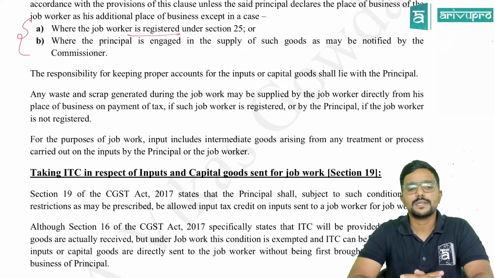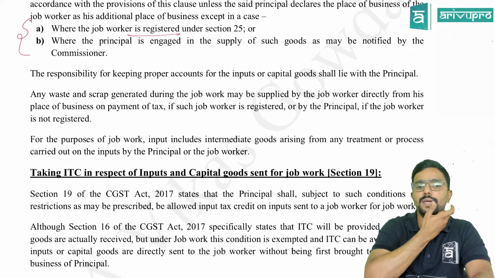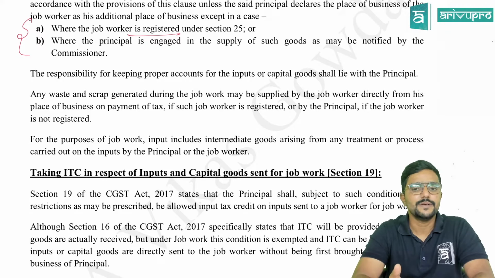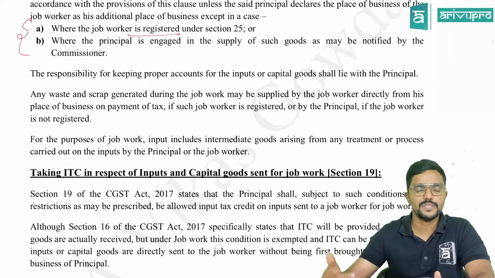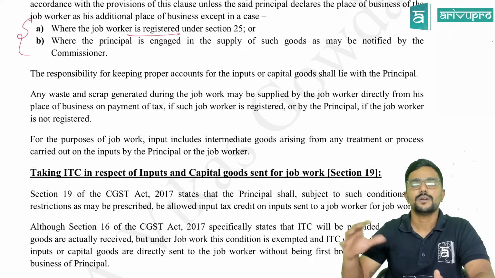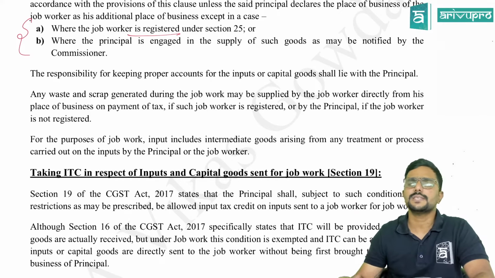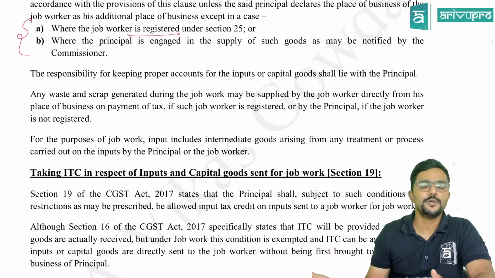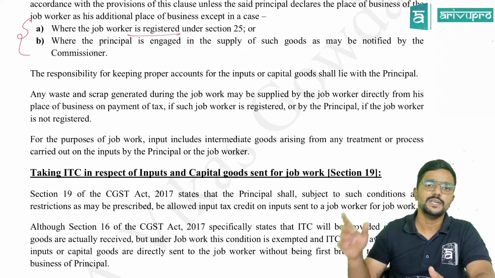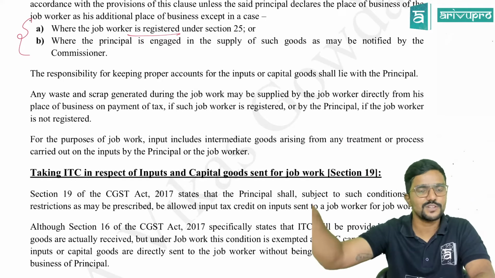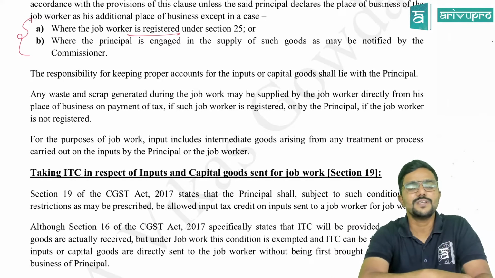Any waste or scrap generated during the job work may be supplied by the job worker directly from his place of business on payment of tax, if such job worker is registered, or by the principal if the job worker is not registered. If there is any scrap which the job worker has got while doing the process of job work, he can sell it directly, and on that he is liable to pay tax if he is registered under GST. Or if the job worker is not registered under GST, then who is liable to pay tax on the supply of that waste also? The principal. The principal is the one who is liable to pay tax even on the supply of that waste or scrap.